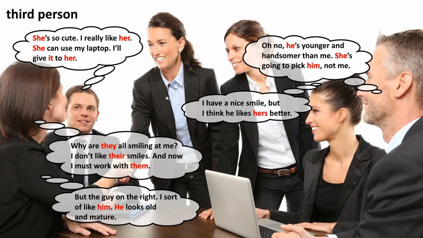Fine. Here we have examples of personal pronouns in third person. She, her. These are feminine gender, singular. It, neuter gender, singular. He, him, masculine gender, singular. They, their, them, plural forms, and so on.